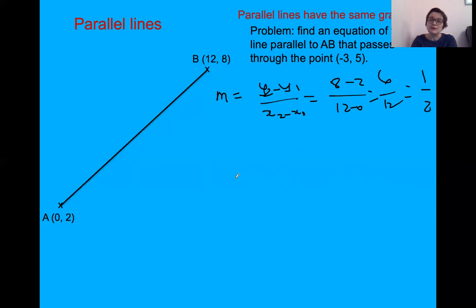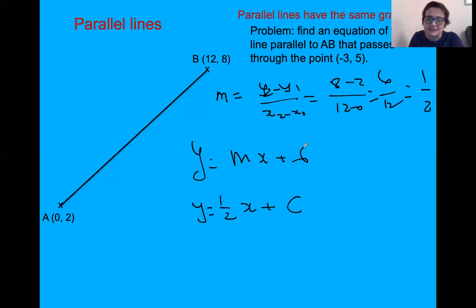Now, we need to find the C. We know the equation of the straight line graph looks like this: y = mx + c. Substitute the 1/2: y = 1/2 x + C. It's just a C, it's not a 6, it's a C. Now, if you look at the question again, the line goes through the point (-3, 5). So we have to substitute -3 for the x and 5 for the y.